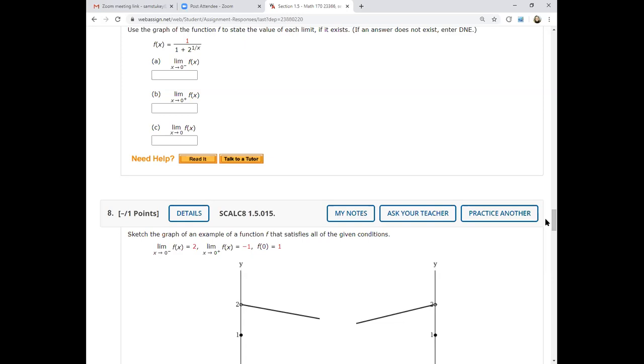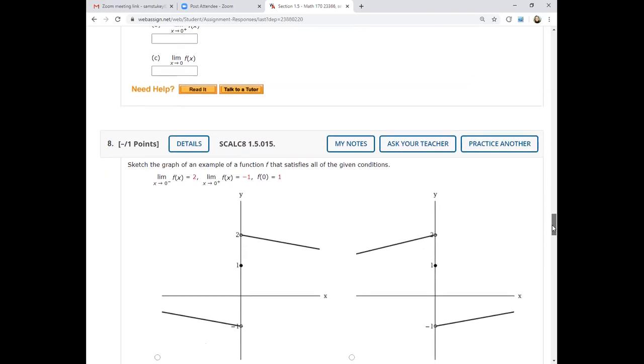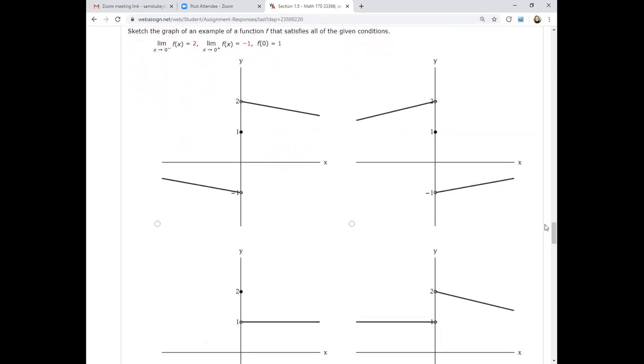Sketch the graph of an example of a function that satisfies all of the given conditions. Okay, so they give us a bunch of graphs. The first thing it says, now personally, you can start anywhere you want. I like to start with whatever the function values are and then go to the limits. It's just easier for me because I feel like those are fixed points. He doesn't do that, but that's what I do.